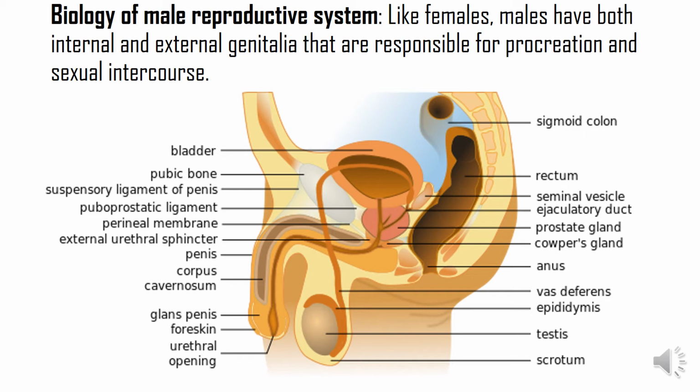Urethral opening, foreskin, glans penis, corpus cavernosum, penis, external urethral sphincter, perineal membrane, puboprostatic ligament, suspensory ligament of the penis, pubic bone, and bladder. These are the male reproductive system and the parts and uses of each, as said a while ago.